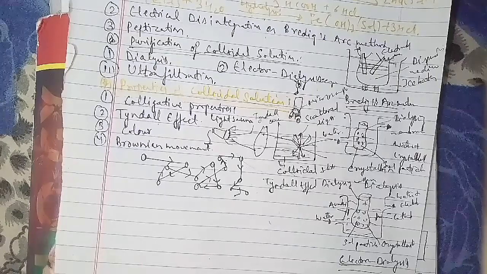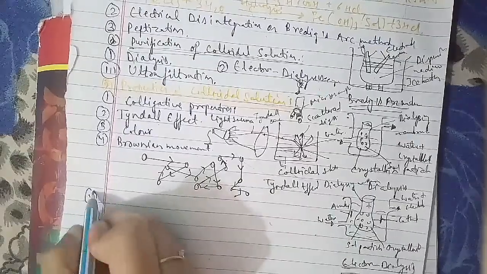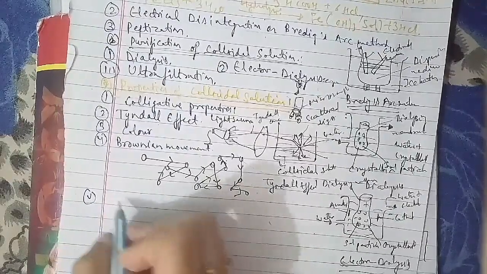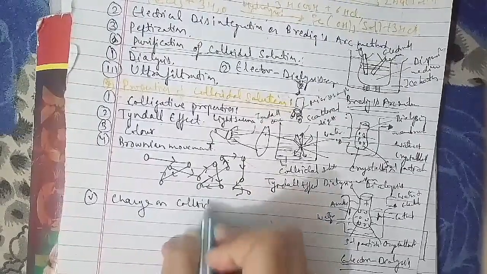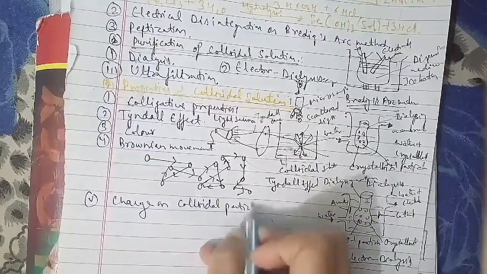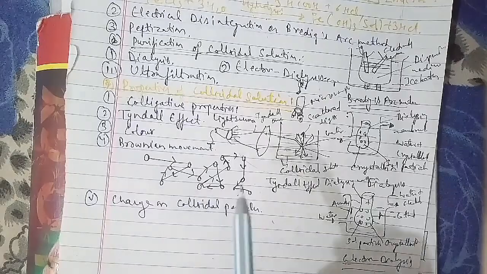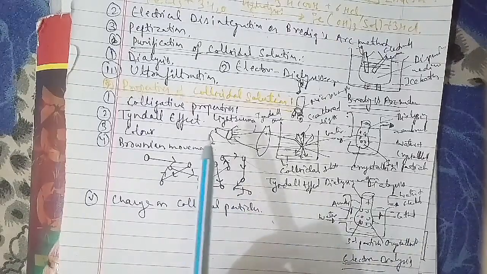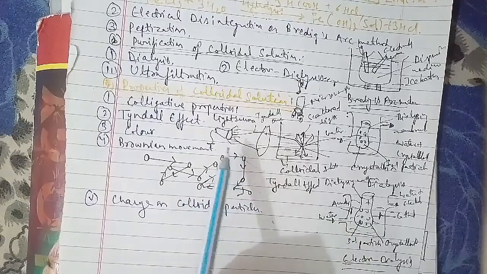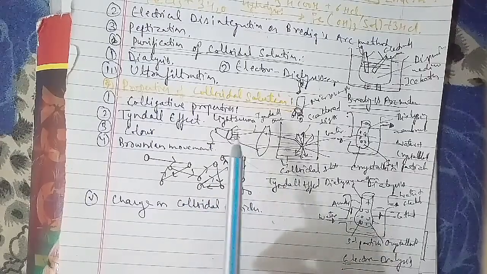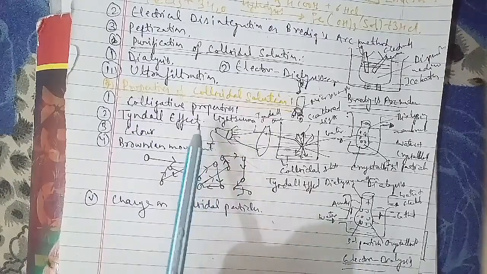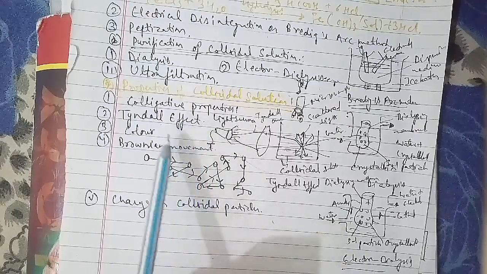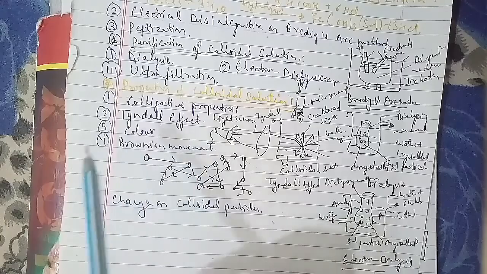Now we'll go ahead with another one that we have to discuss, the fifth one, which is the charge on colloidal particles. Colloidal particles always carry an electric charge, and the nature of this charge is the same on all the particles in a given colloidal solution and may be either positive or negative. A list of some common sols with the nature of charge of their particles is given here, where we talk about positively charged sols and negatively charged sols.